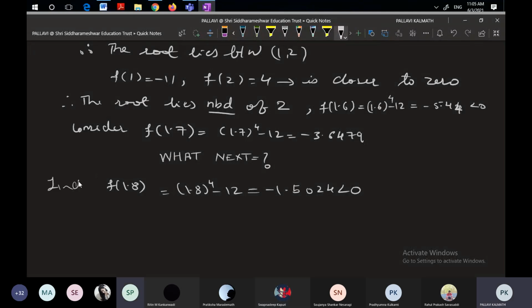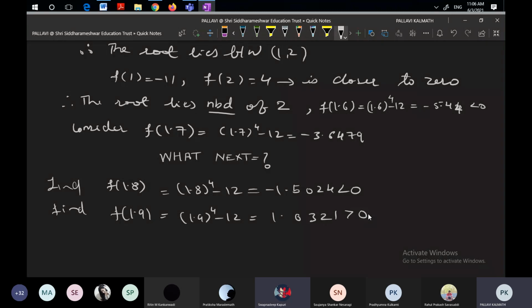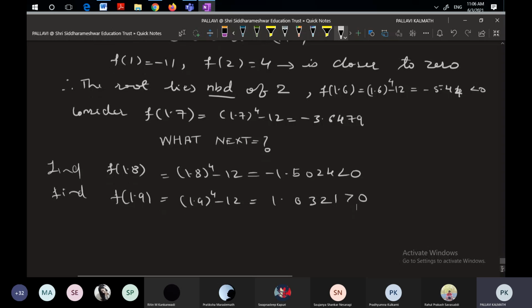1.9. Yes, 1.9. Okay, find f of 1.9. 1.032, ma'am. 1.9 raised to 4 minus 12. How much? 1.032. Positive or negative? Positive, ma'am. Positive. So what is your conclusion, where does the root lie between?